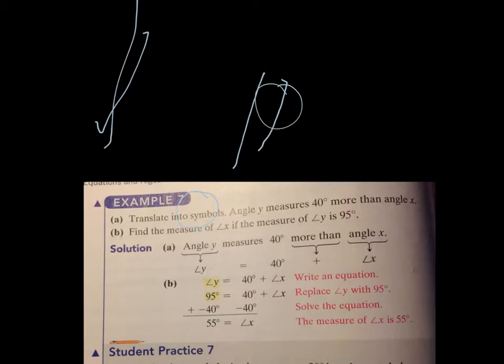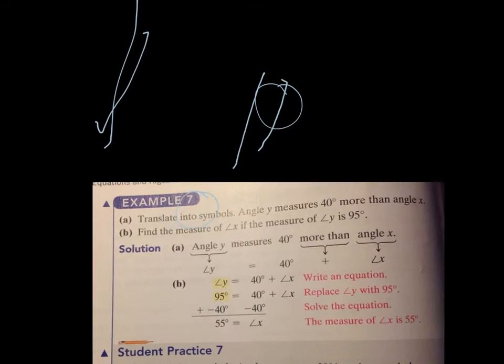Letter A says, translate into symbols. Angle y measures 40 degrees more than angle x. Who remembers what this term means from week 1? More than, less than, what are we going to do? Flip. So the key to doing 7 through 10 is remembering to flip. Because when you do the more than, it's not as big a deal, but when you do the less than, it is going to be a big deal. So let's please practice. More than, less than, flip. Okay, so let's keep that in mind.